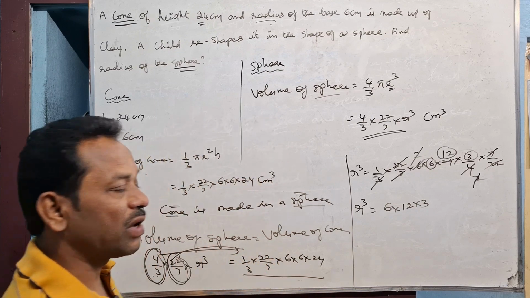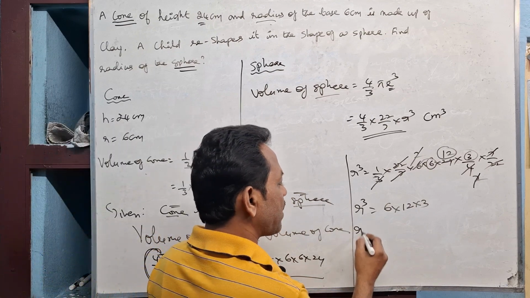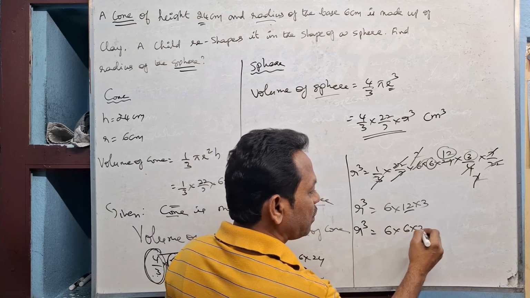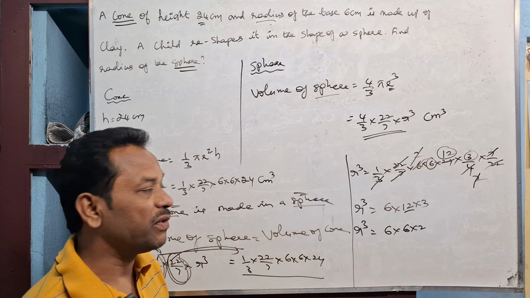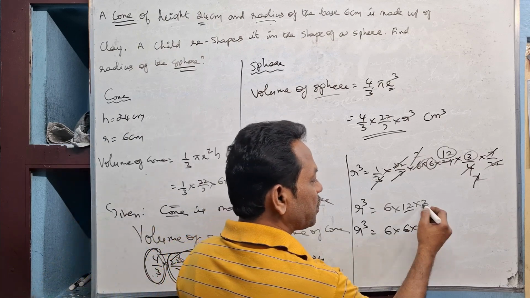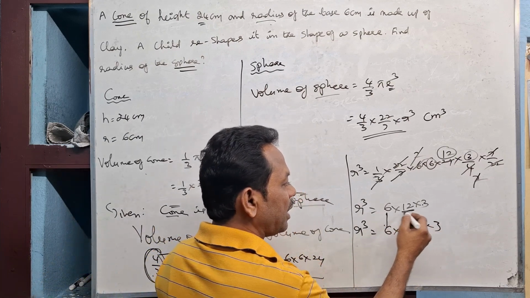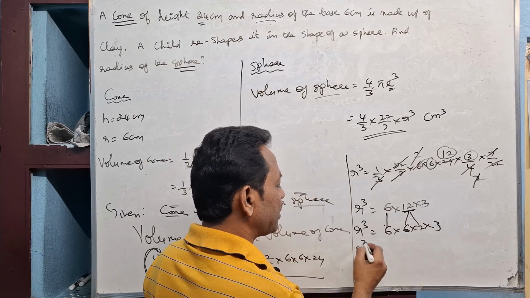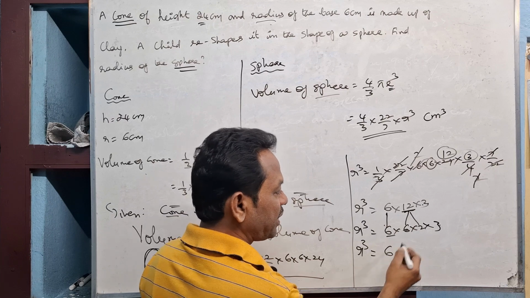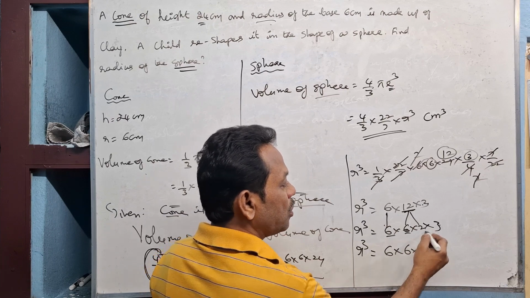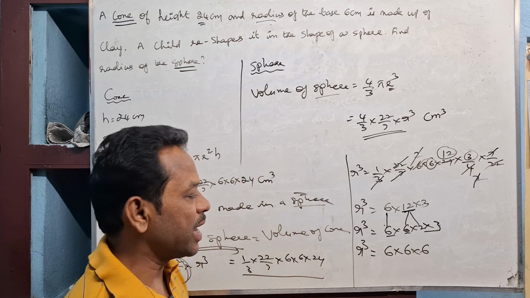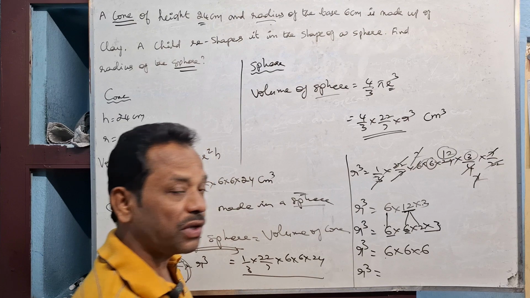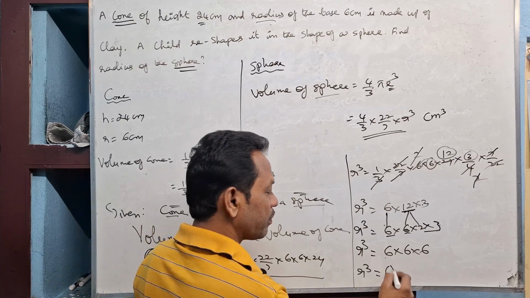So listen carefully to how to simplify this. r cube as it is, I'll take this 6 as it is. Now 12 I'll take as 6 into 2, and this 3 as it is. So let me simplify further: r cube equals 6 into 6 into 2 into 3, which is 6 into 6 into 6. We can write 6 into 6 into 6 as 6 cube.